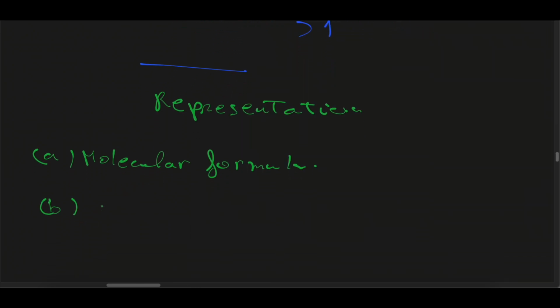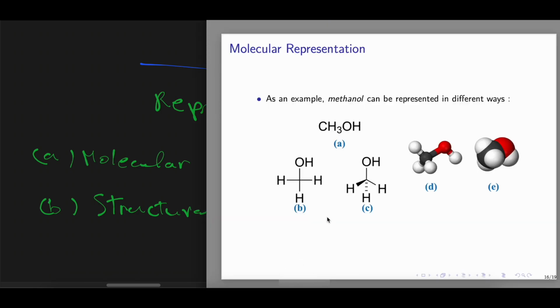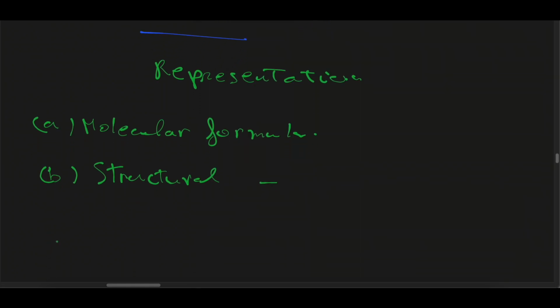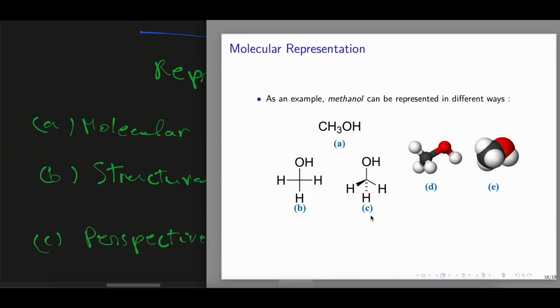It is the structural formula. The structural formula shows how the atoms in the molecule are connected between them. And the third representation is called the perspective. It is a perspective representation. So the perspective representation shows how the molecule is arranged in three-dimensional space.